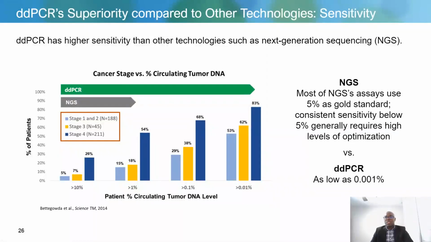So here, we show some advantages that ddPCR has over NGS technology. Ultrasensitivity: ddPCR excels in detecting low abundance ctDNA levels, as can be seen in the chart above. We also have absolute quantification, which provides precise allele quantification. And it's rapid and economical. It offers a cost-effective solution for ctDNA analysis.